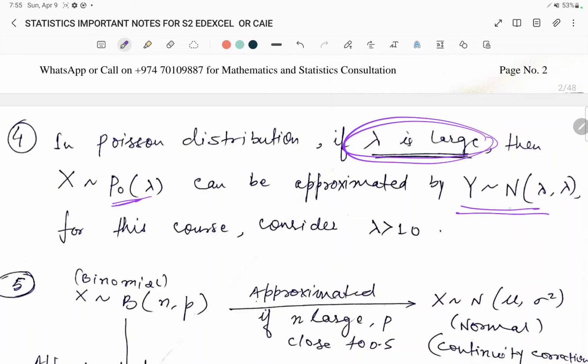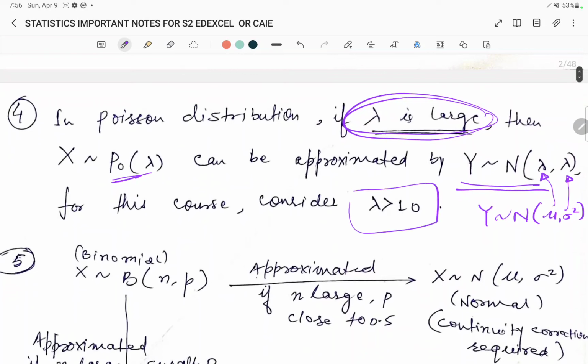But you know that for the normal distribution, we write mu comma sigma square, right? And in Poisson, the mean is lambda and the variance is also lambda, both are the same. So lambda comma lambda you will write. But for this course, lambda should be greater than 10, like 50, 100 something. But if lambda is 9 or 8, which is smaller than 10, then we should not convert to normal. We should proceed with the Poisson distribution concept to deal with the questions.